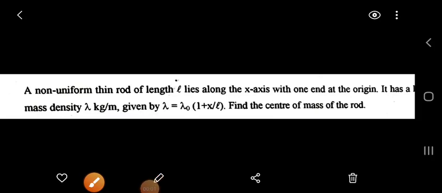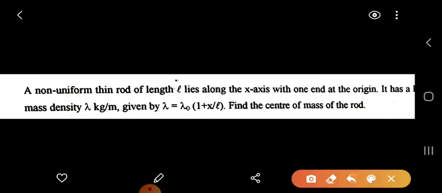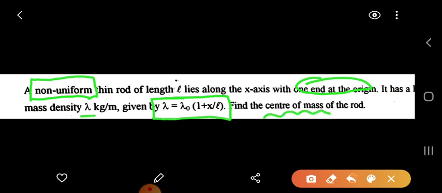Here is a question to calculate, or locate, the center of mass of a continuous body. Let's read the question. A non-uniform thin rod of length L lies on the x-axis with one end at the origin. It has a mass density lambda, and the function is given as lambda equals lambda naught into 1 plus x by L. Find the center of mass of the rod.